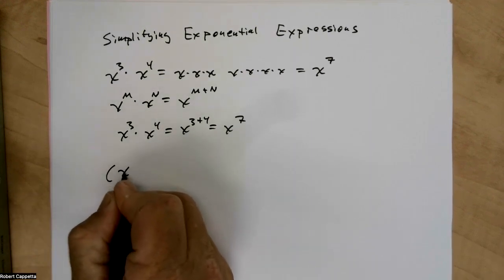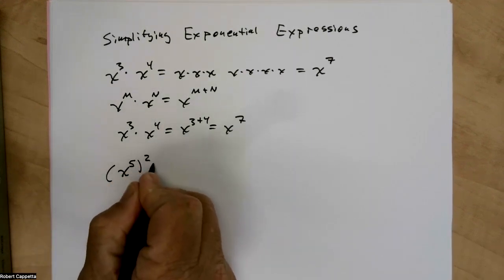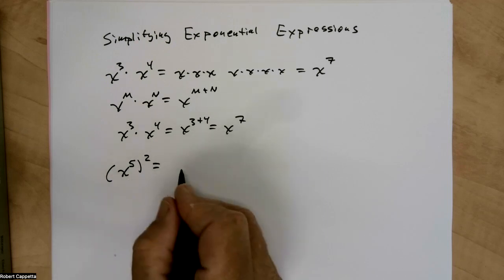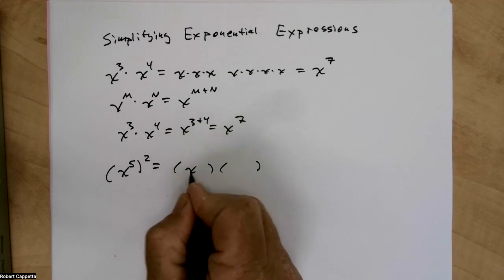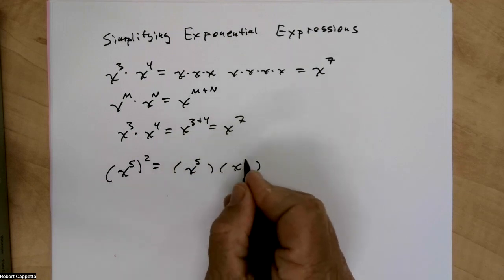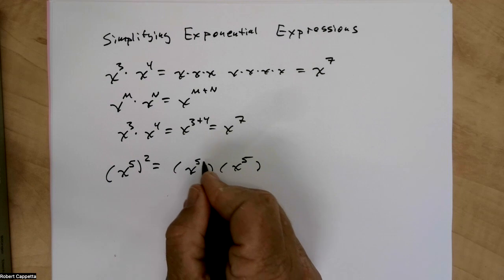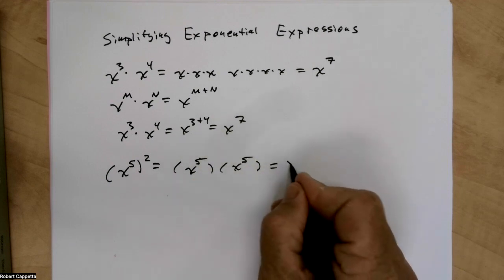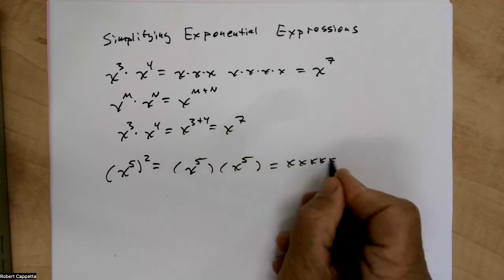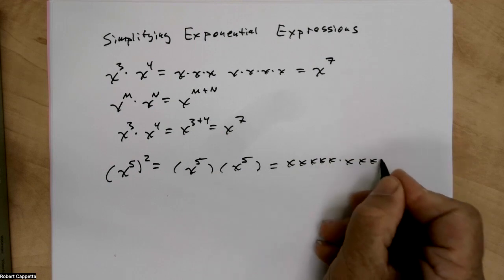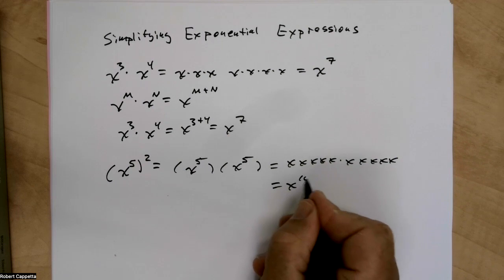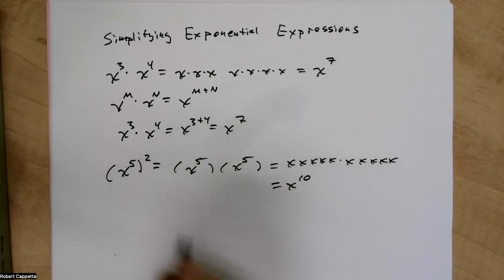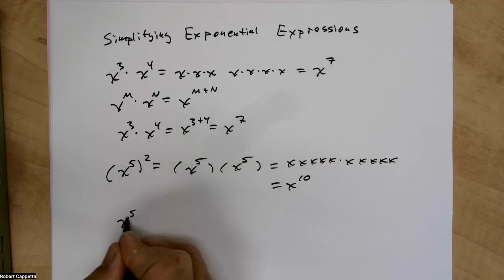Now, if I have x to the fifth to the second power, what does that mean? That means you write what's in the parentheses twice, multiplied by itself. So that's x to the fifth times x to the fifth. What does that mean? That means x times x, and so on, which of course is the same thing as x to the 10th. So you can see what happened there is we multiplied the exponents.